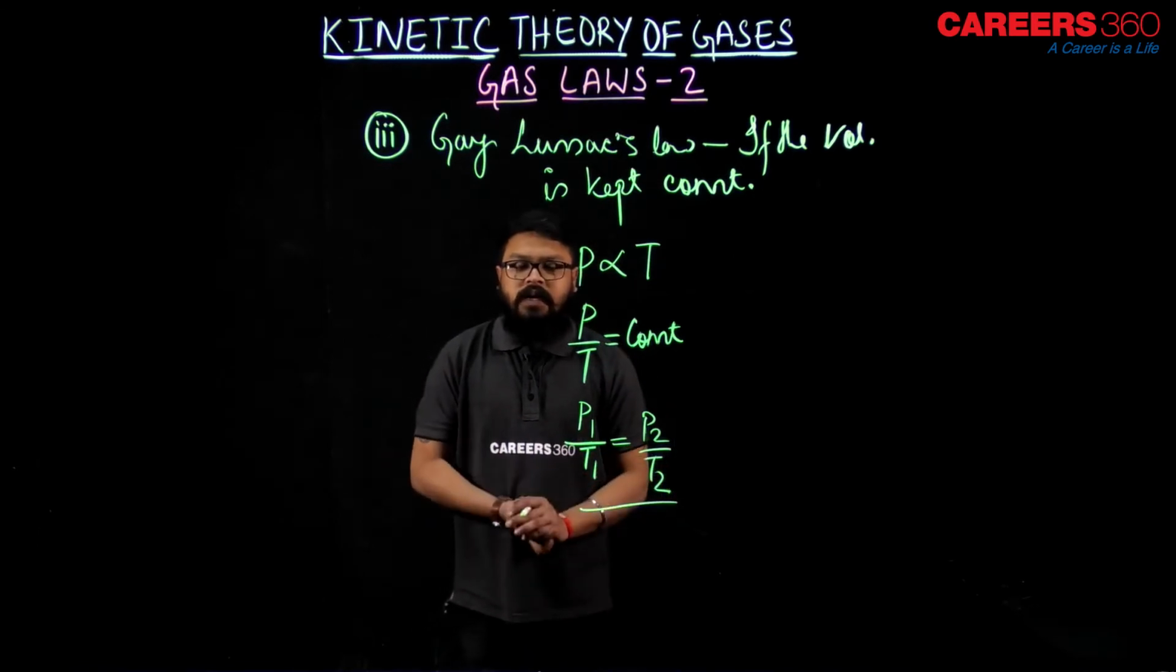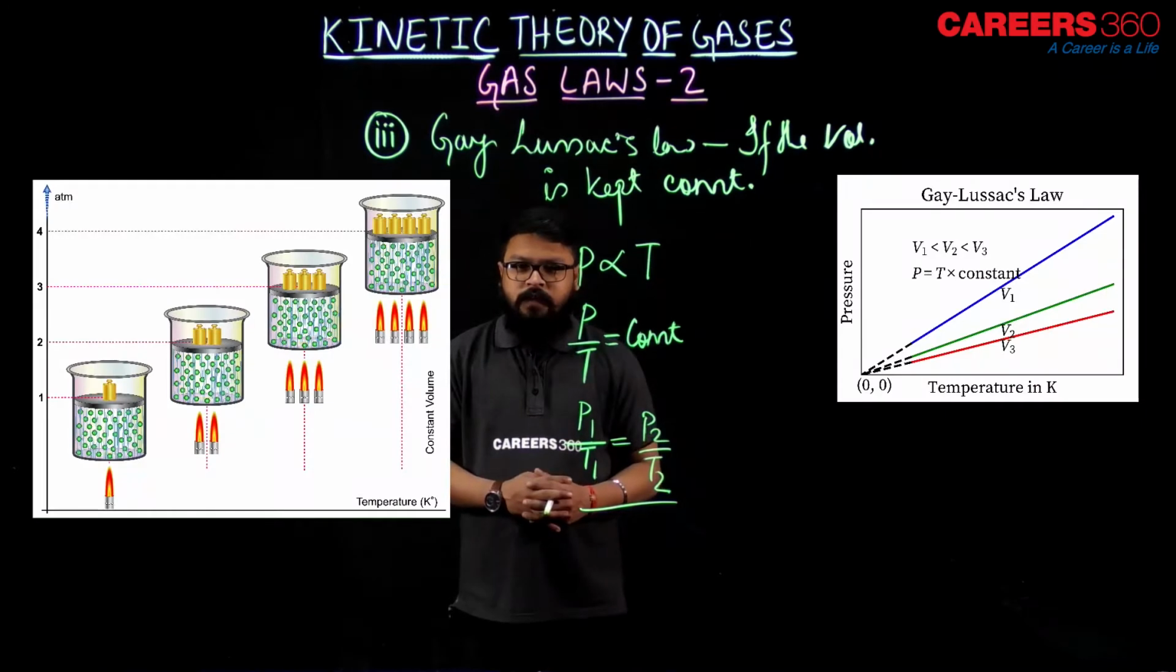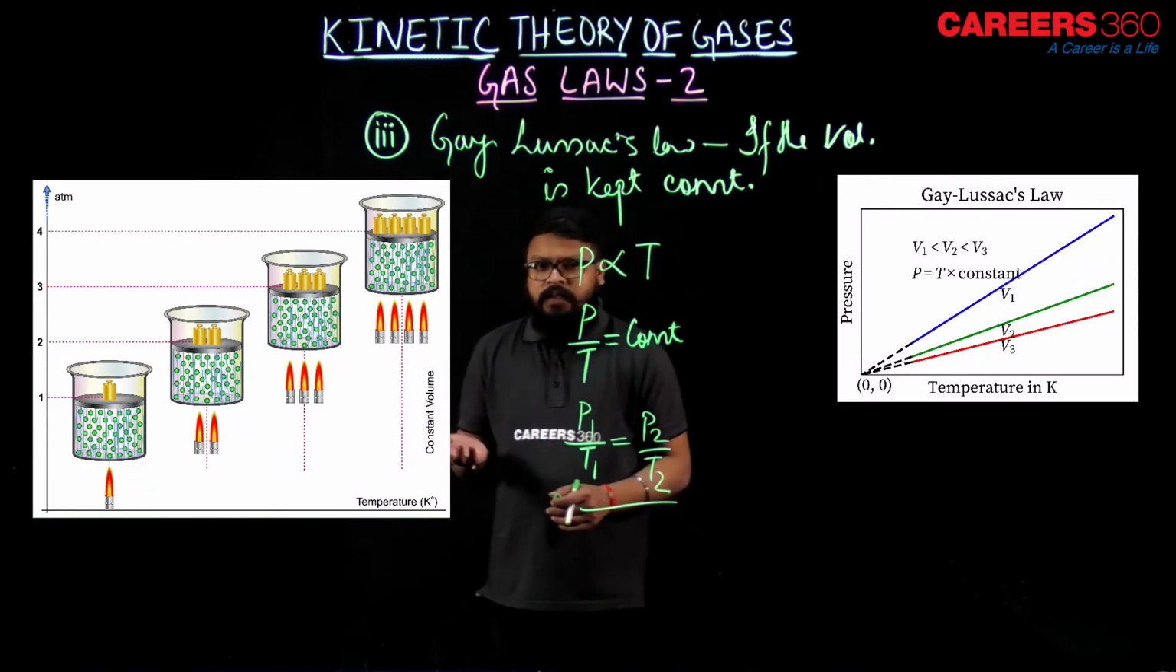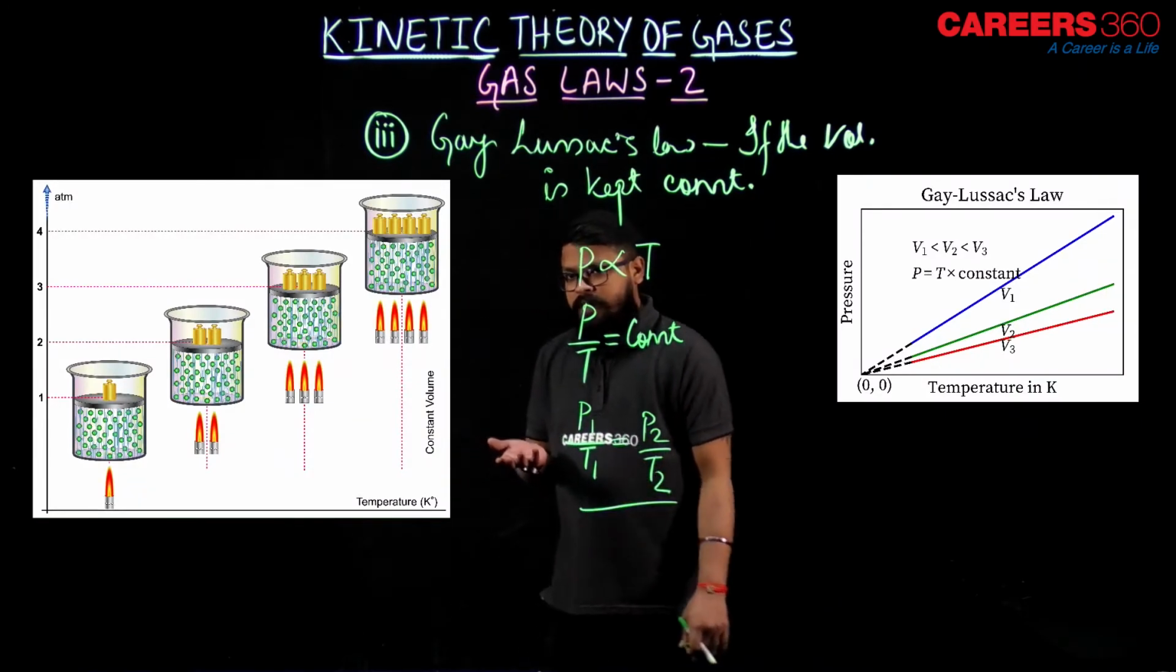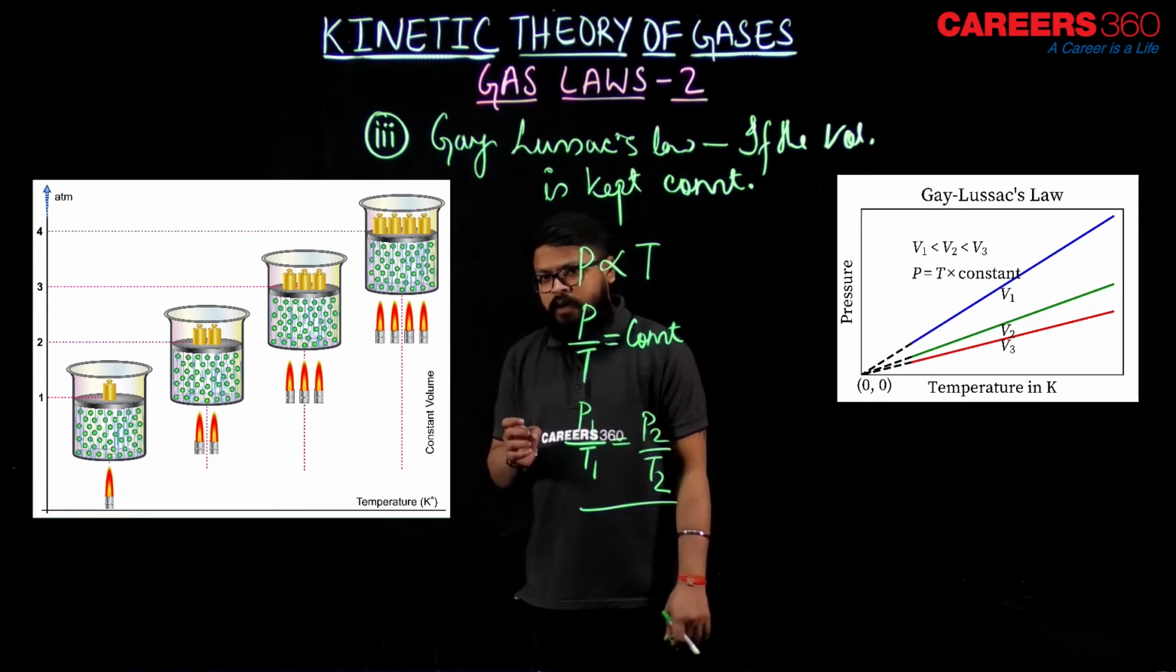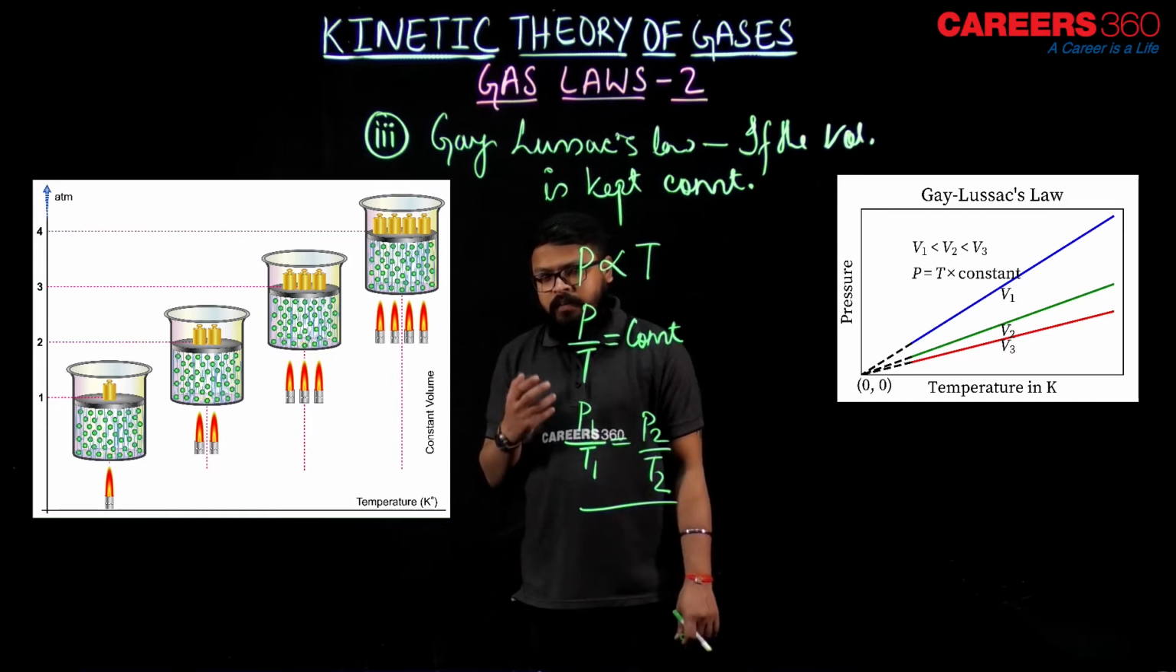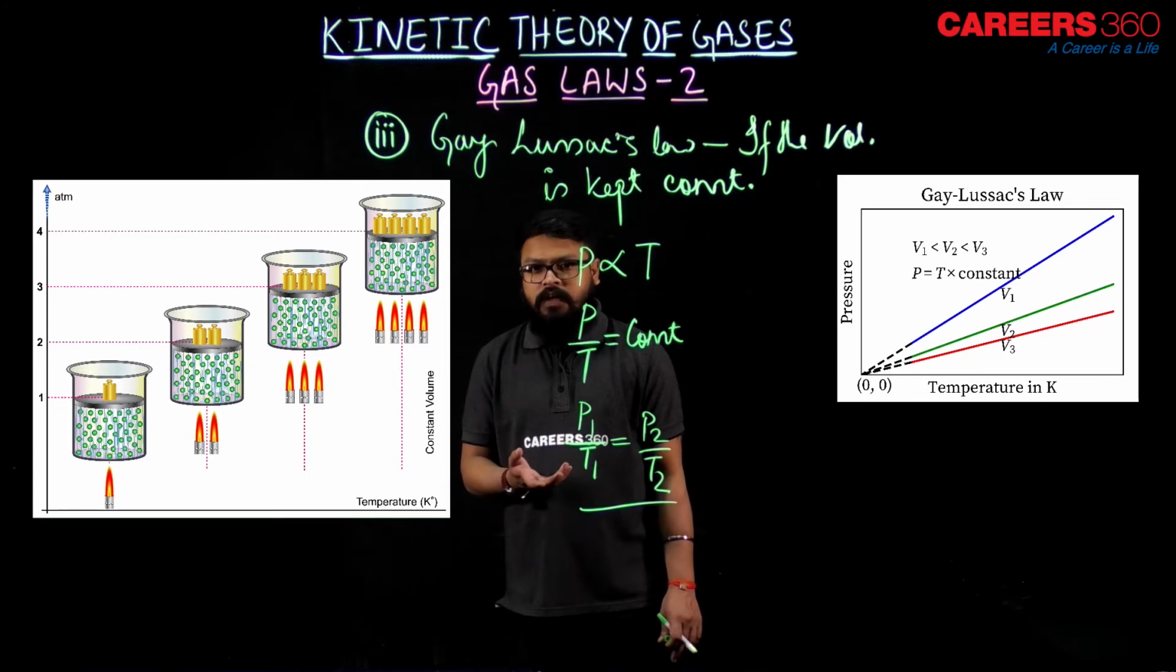Now let's see the example and the graph. As you can see in this particular figure, when the temperature is small, the pressure is also less. Now go on increasing the temperature. We have shown here using burners, 1, 2, 3, 4. If the number of burners is increasing, it means temperature is increasing. That is the meaning of the burners.